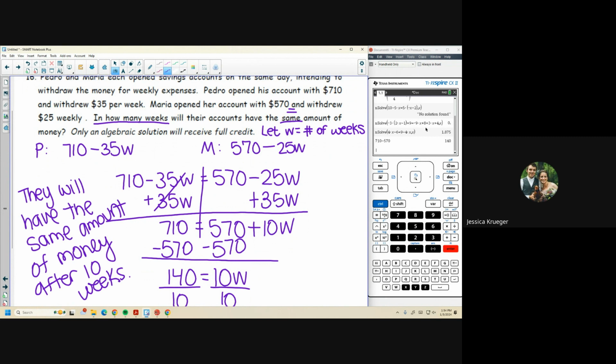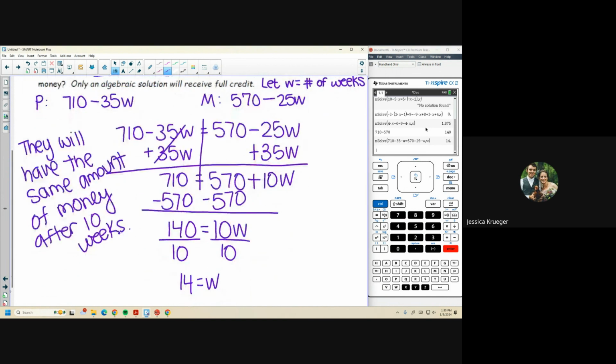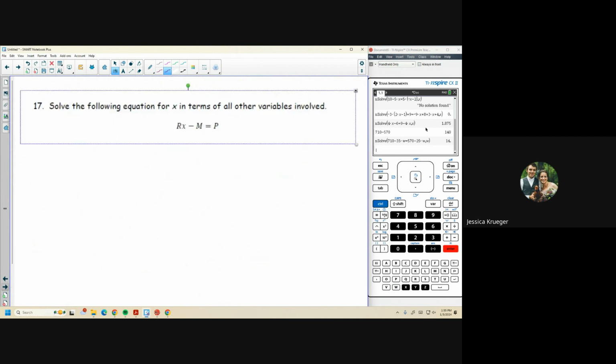Now, if I want to check this in my calculator, I can go in here, algebra, numerical solve, 710 minus 35W equals 570 minus 25W. Tell it, comma, solve for W, 14. So I can see and be confident that that is my correct answer.